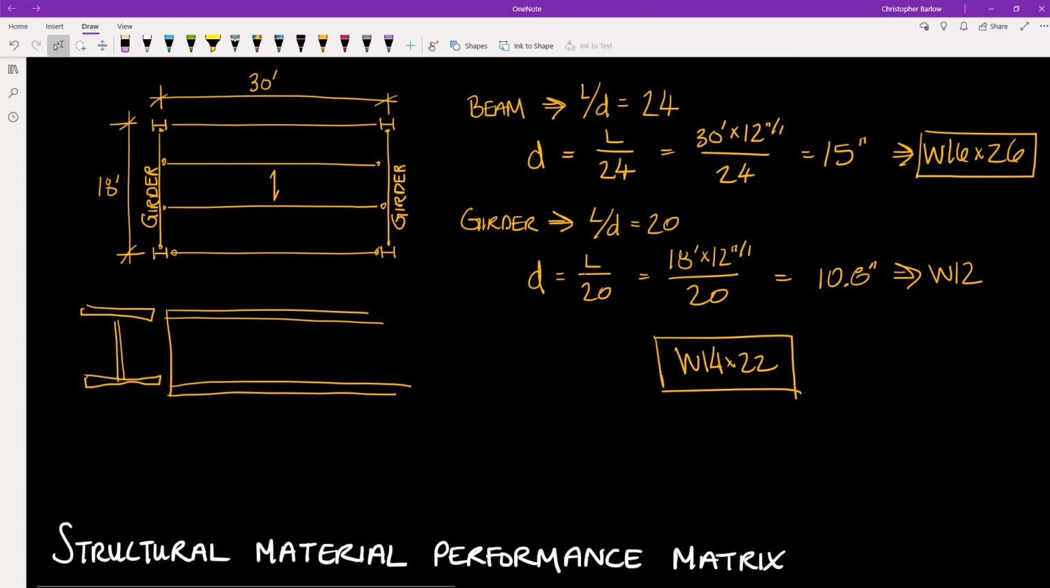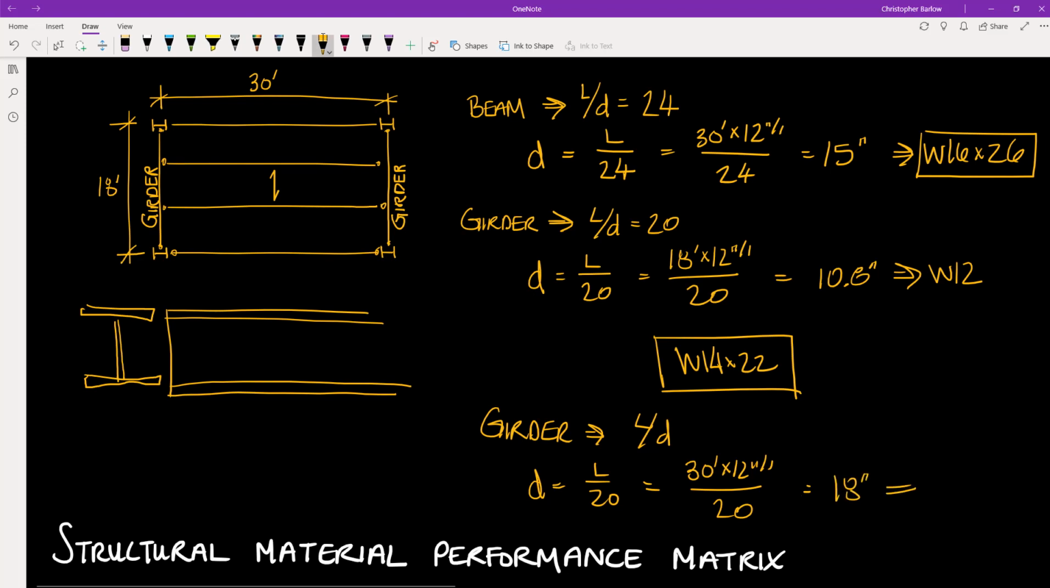So, if the girder were instead the 30-foot long member, we would have a D equal to 30 feet divided by 20, and we would end up with a depth of 18 inches, or W18. And so the overall structural depth of this typical bay would in fact be deeper, as I mentioned earlier, if we were to frame it the other direction.